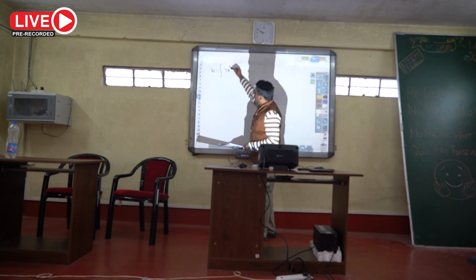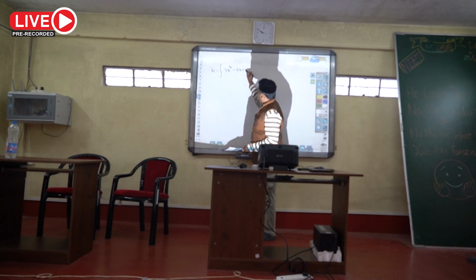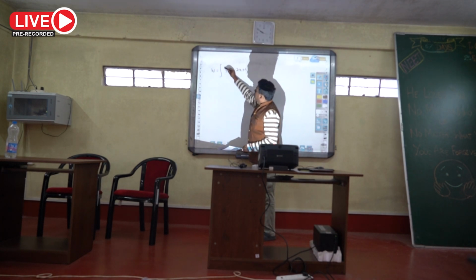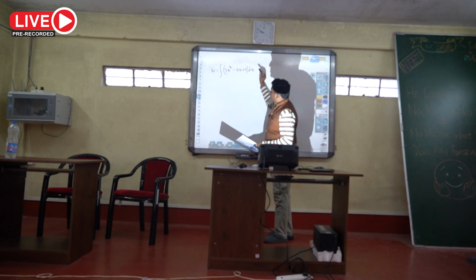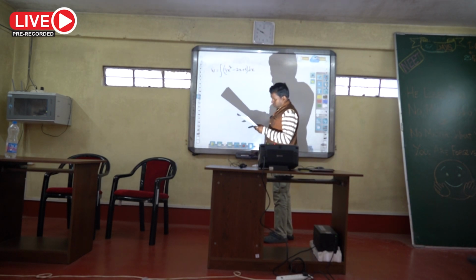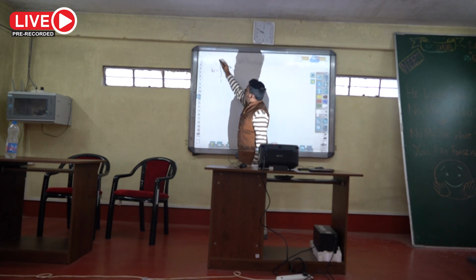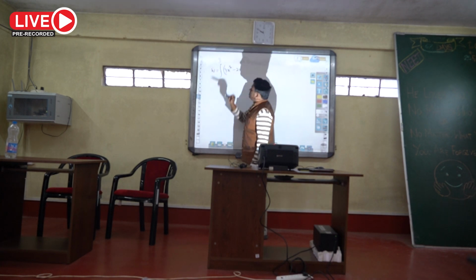Integral of three x square minus 2x plus 5 into dx, x equal to 1 to 3. Complete the calculation.